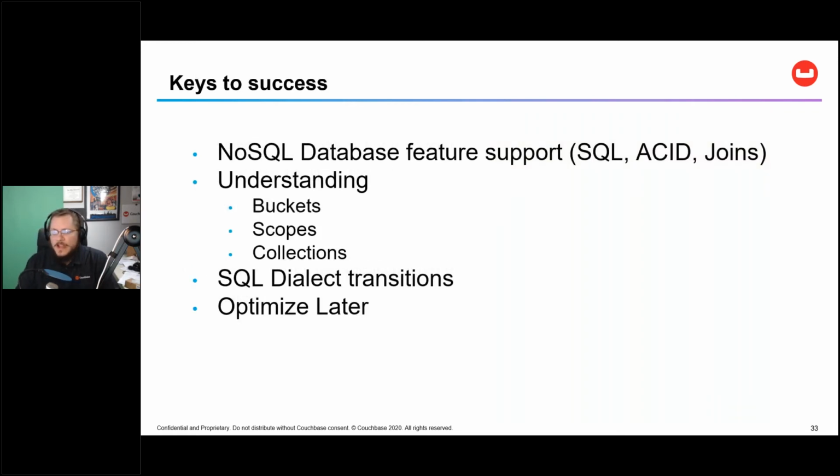So just to sum up here, these are the important factors for success in this kind of migration. Does our NoSQL database have the features that we need to support this kind of lift and shift, specifically SQL so we can run the same or similar queries, ACID transactions, because our data is still split up into parts, and joins to join those parts together. We've got to understand how data is organized between buckets, scopes, and collections, and how that maps to our existing relational model. SQL dialect: sometimes the query may work as is, sometimes you need a few minor tweaks, and sometimes you might need a major tweak in a keyword. And then we can always think about optimizing later.